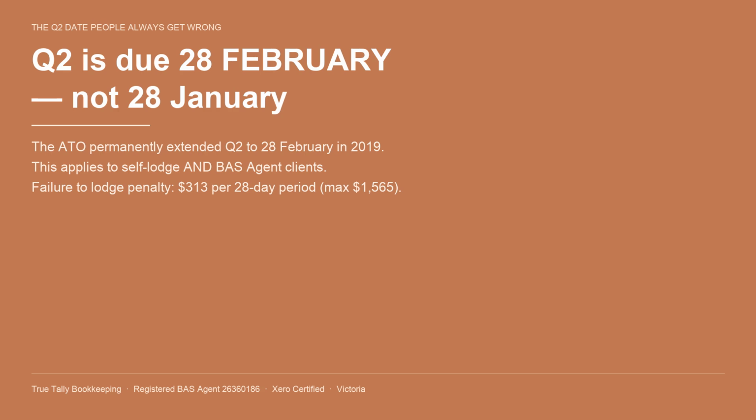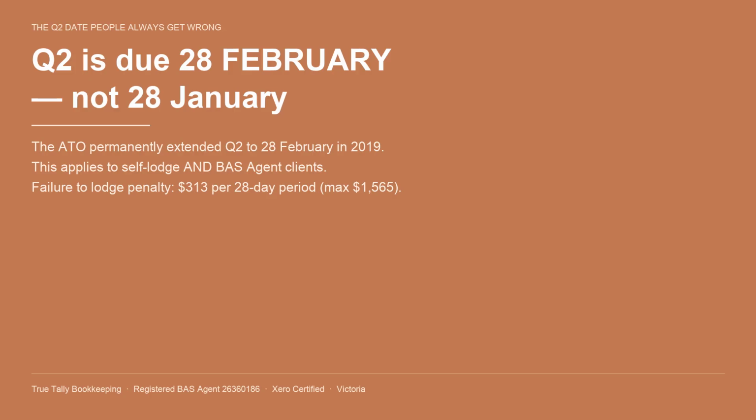Now if you lodge through a registered BAS agent, which is someone like me, you get extended due dates for most quarters. Here's how the extensions work. Q1 self-lodge is the 28th of October. Through a BAS agent, it extends to the 25th of November. That's an extra 28 days.